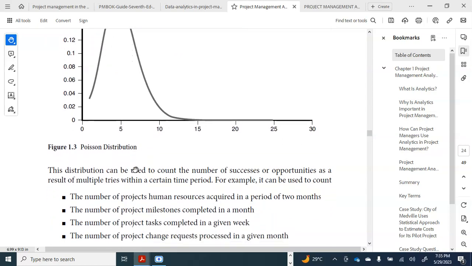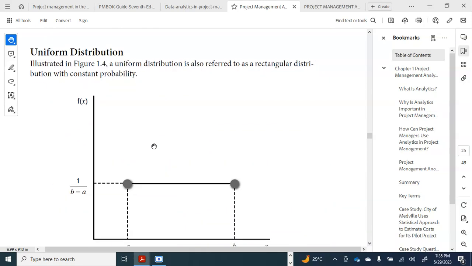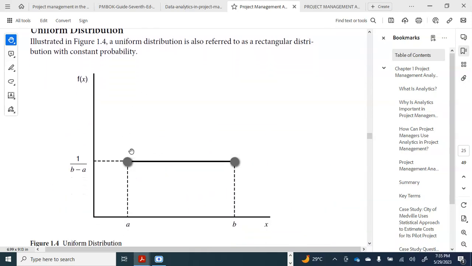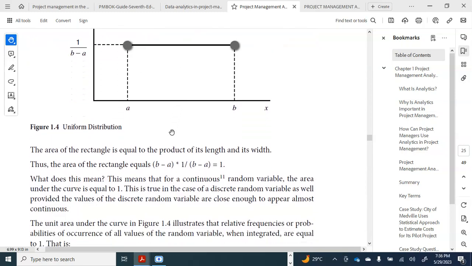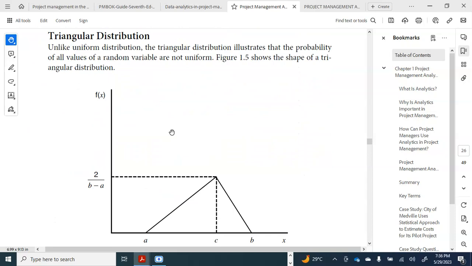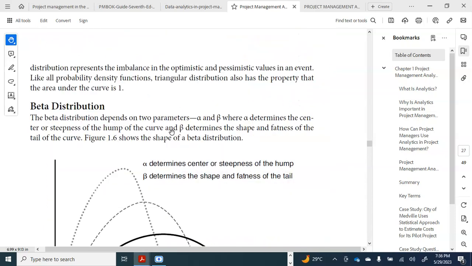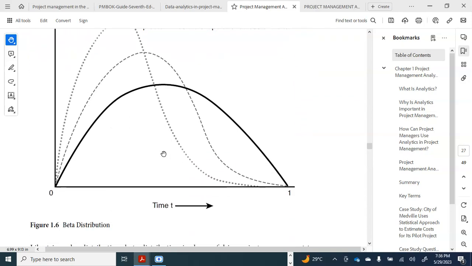Then talk about the Poisson distribution. I'll give us this; we'll just read about it. I just need to move ahead. Then the uniform distribution has to do with our bar charts. We see that in our bar charts, things in uniform distribution formats. What again? In triangle distribution. So we just read about this. Beta distribution, we read about it to know what it is and what it entails.